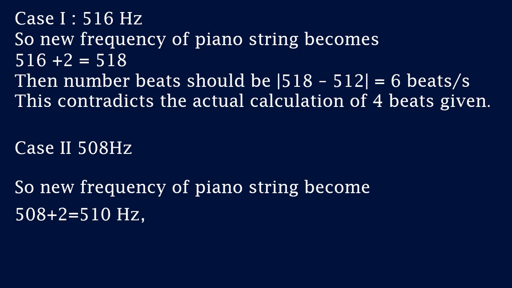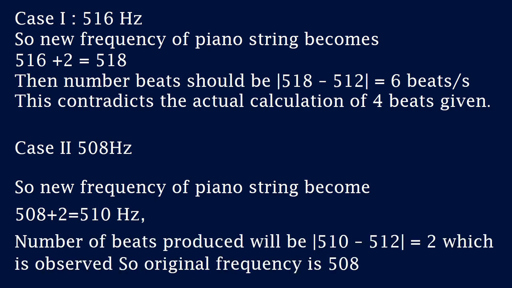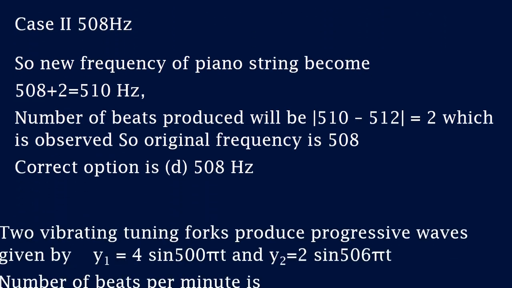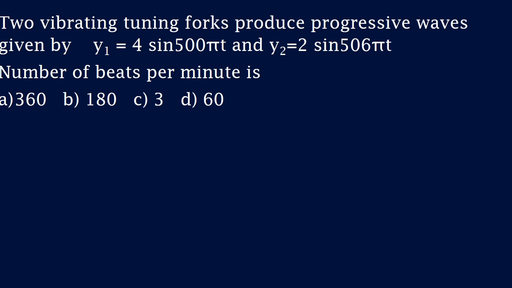Case 2: 508 Hz. After tightening the string, the new frequency of the piano becomes 508 plus 2, which is equal to 510 Hz. The number of beats produced will be 510 minus 512, which is equal to 2, which is observed. So, the original frequency is 508. The correct option is D.